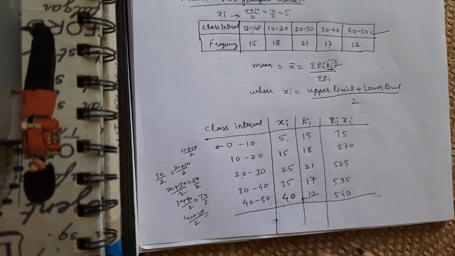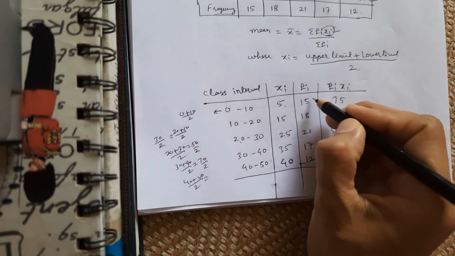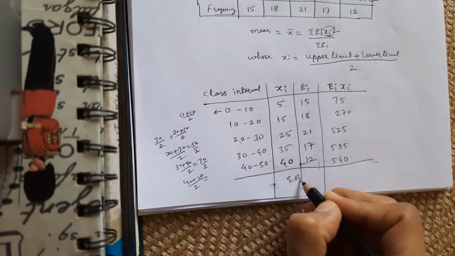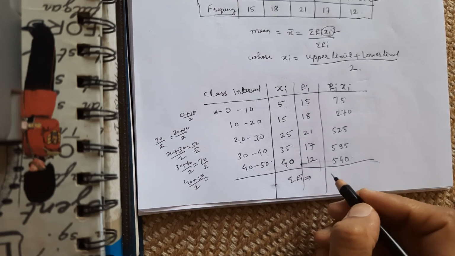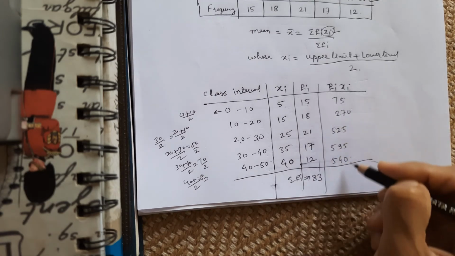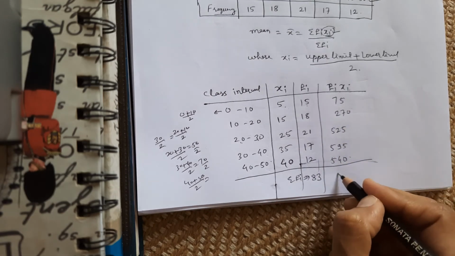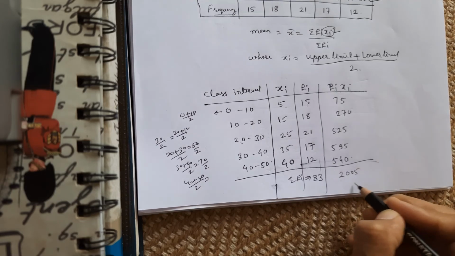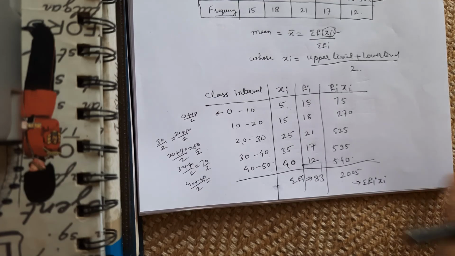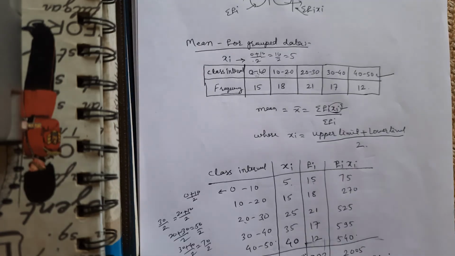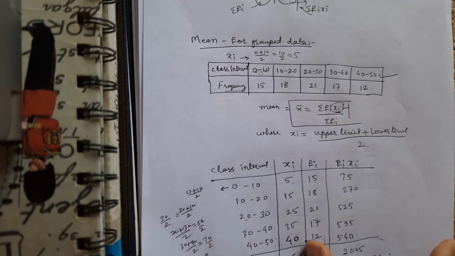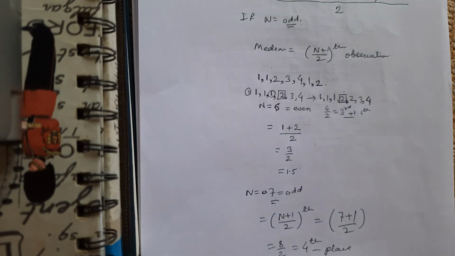Just use a calculator. Now add all these numbers, so we will get summation of fi here. So when we add all these, we get 83, and when we add all these, we are getting 2005. So this is our sum of fi into xi. Now just substitute the values in this formula, and we will get the mean.